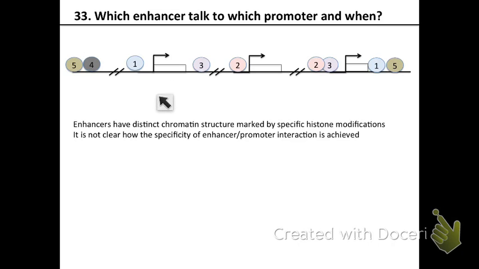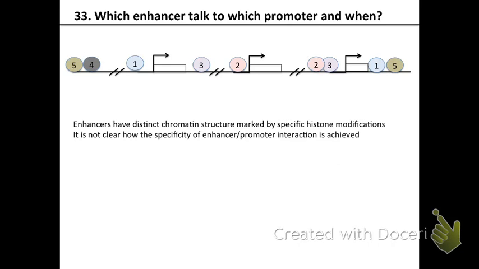And we can tell these enhancers because they have distinct chromatin structures marked by specific histone modifications. So if we could map these specific histone modifications, then we can tell this is the region of the genome that's regulating something, right? That's the information we can get. But we can't tell you which gene that enhancer is actually regulating.